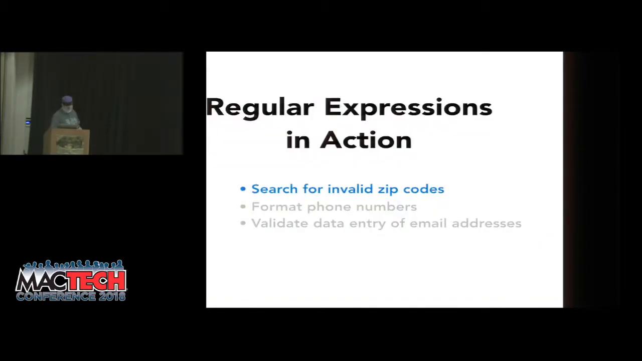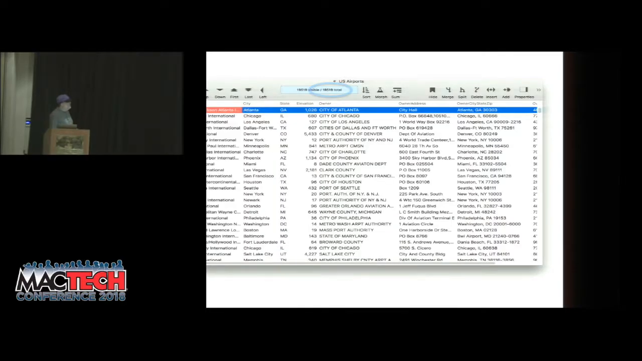So, I'm going to do 3 examples. I'm going to search for invalid zip codes in a database. I'm going to take phone numbers that are formatted different ways and make them all formatted the same way. And I'm going to check data entry to see if it has a valid email address. I've got slides for these, and at the end, hopefully I'll have a few minutes, and I've got a copy of Panorama in here, and I'll actually show you live how these things happen. But first I'm going to do the slides so that I can walk through all the steps.